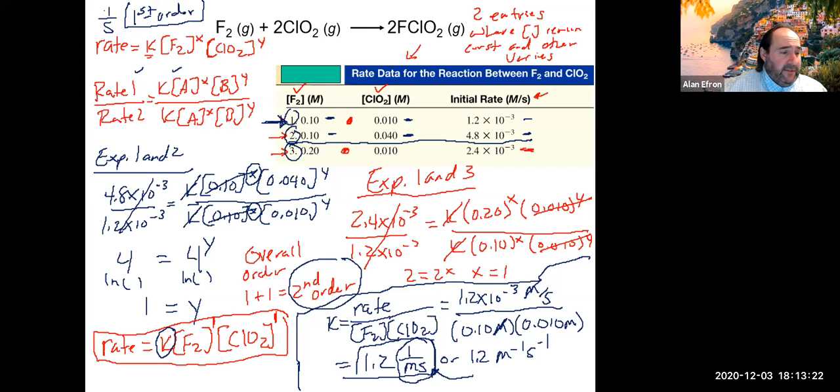Sometimes tables have 4 or 5 different entries in them, so you could technically choose any entry you want and plug it in to solve for k. But the order you have to do it is, you first have to figure out what the actual orders are, what the x and y are, and then you can solve for k and plug it in. Other questions? Okay. So this is a good way to do these types of problems really mathematically.